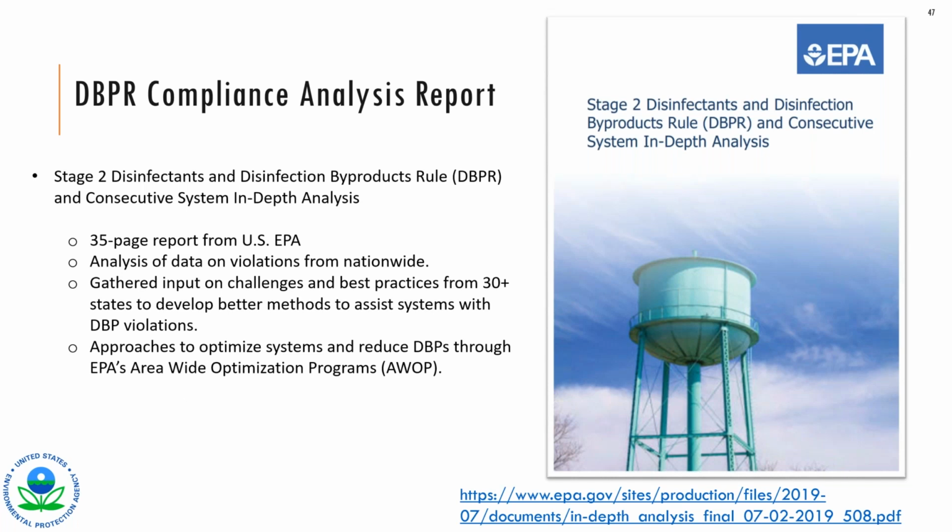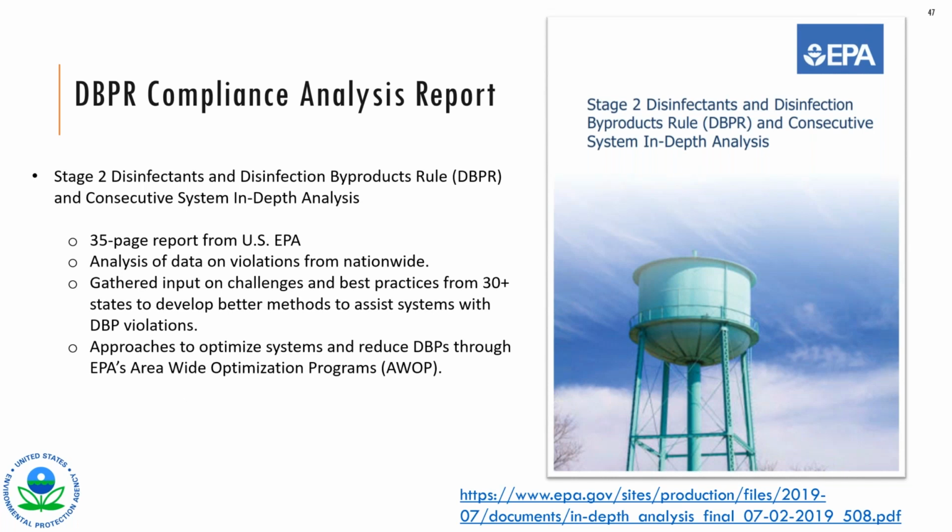And if you're a system that is experiencing violations within that group, and it's higher than the average of that group, this analysis report can help you get an idea of what could be the potential cause of that DBP formation. So EPA worked with more than 30 states to gather information on the challenges faced by systems, as well as best practices implemented by water systems in various states. And this report developed a list of recommendations to help systems avoid violations.